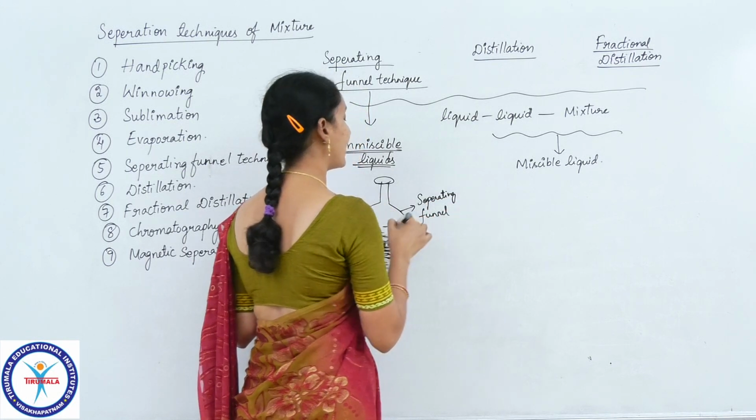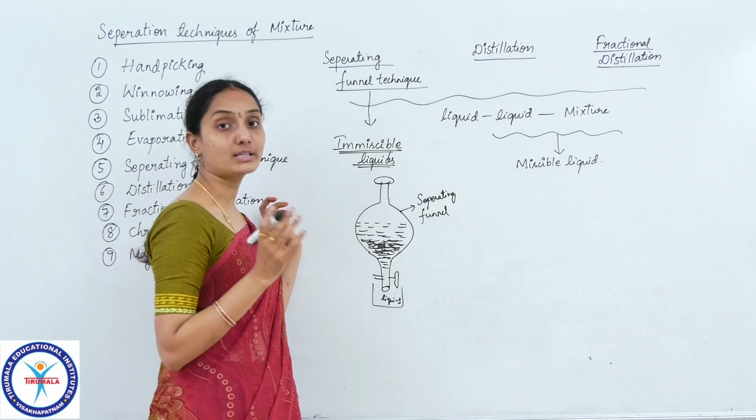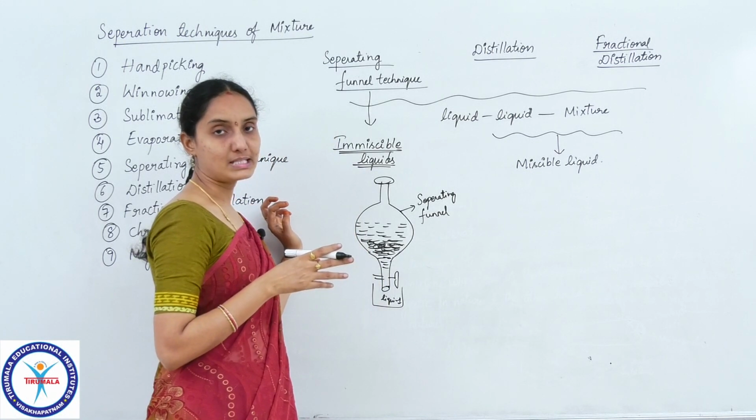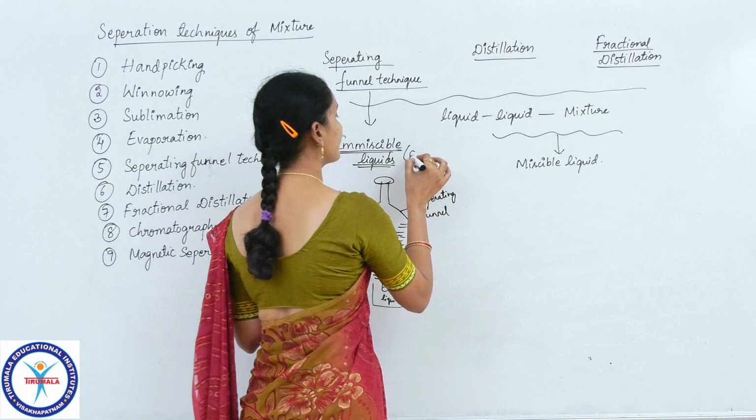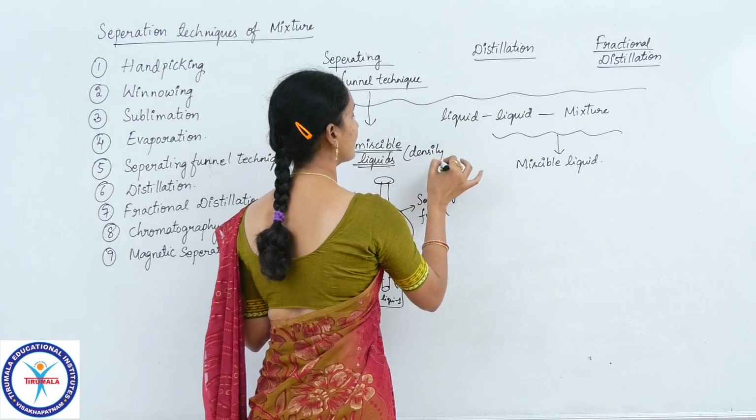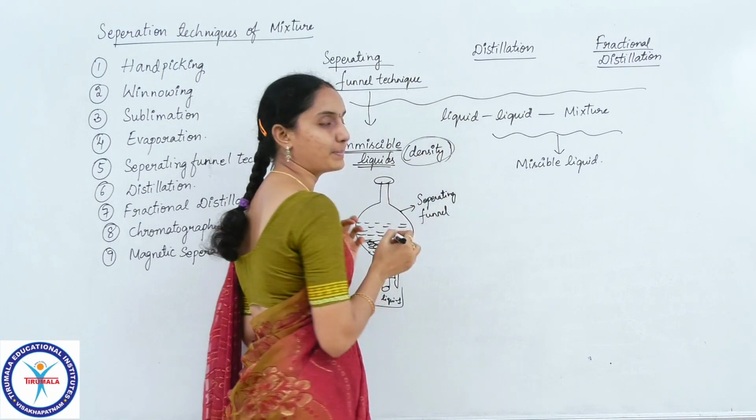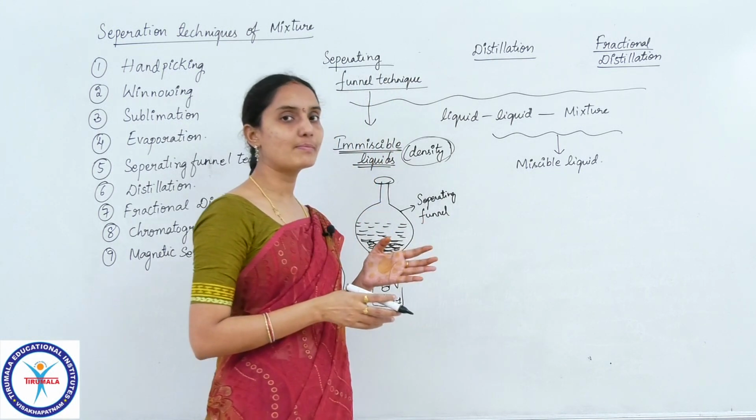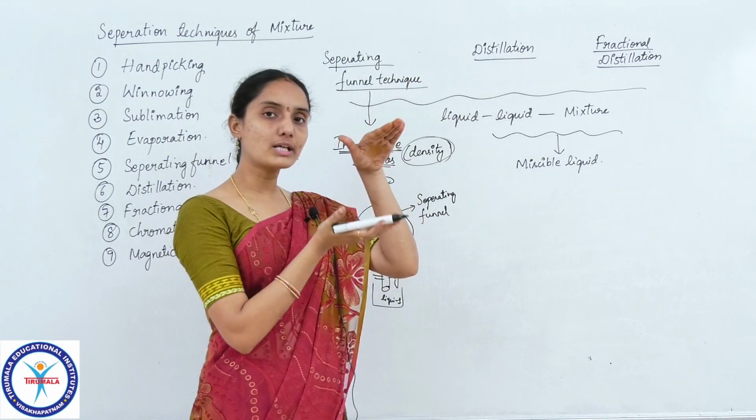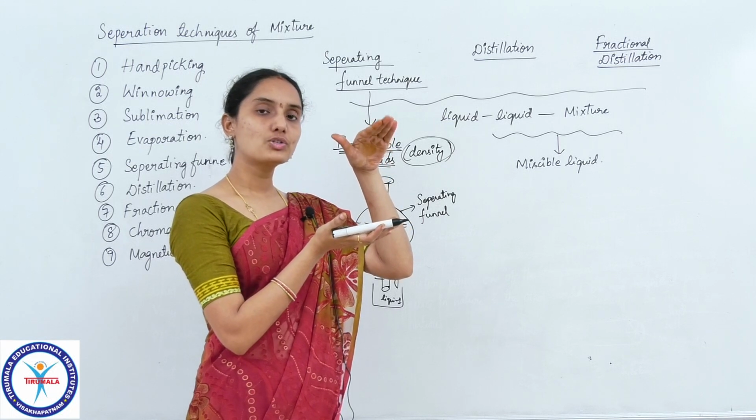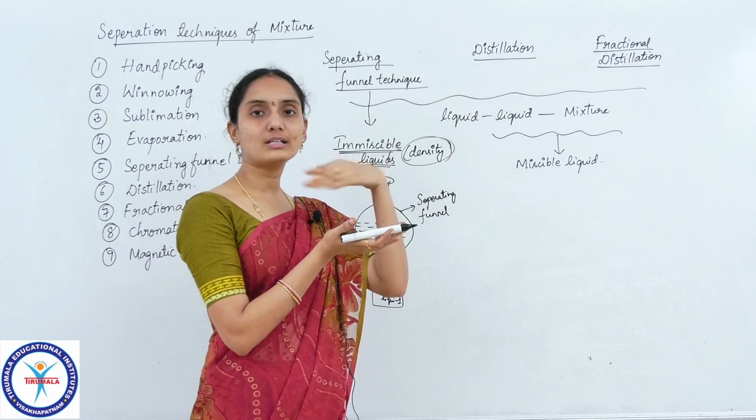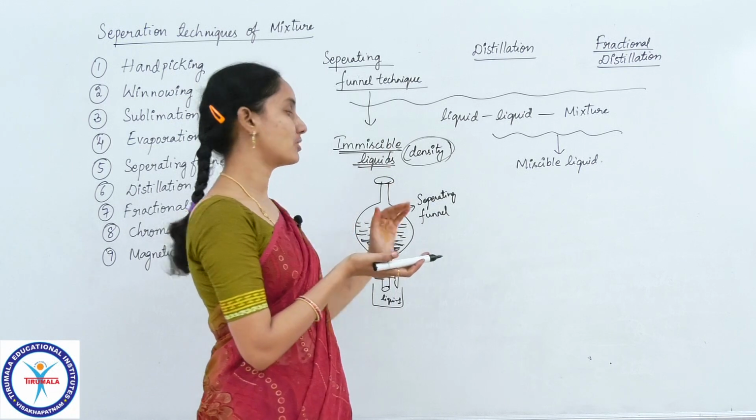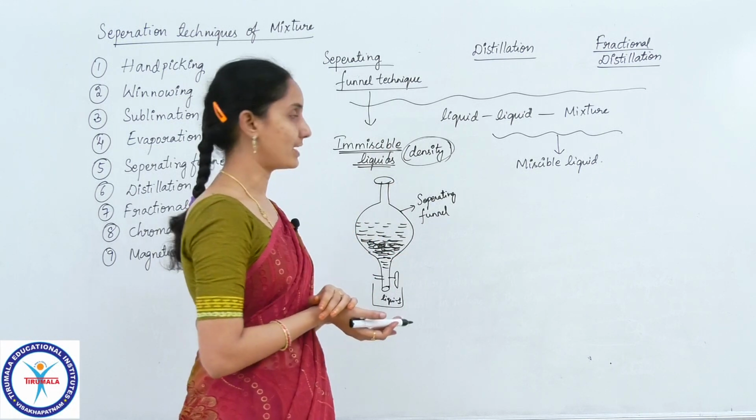Here we have separated the immiscible liquids based on their density difference. So you use the density character here in order to separate the immiscible liquids. One will be less dense and another will be more dense, and according to that the liquids get separated. Then you have to collect the two liquids into two different beakers using this separating funnel.